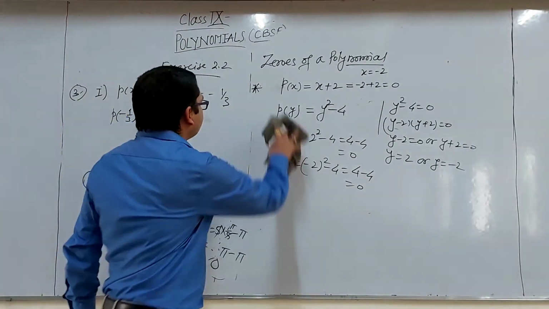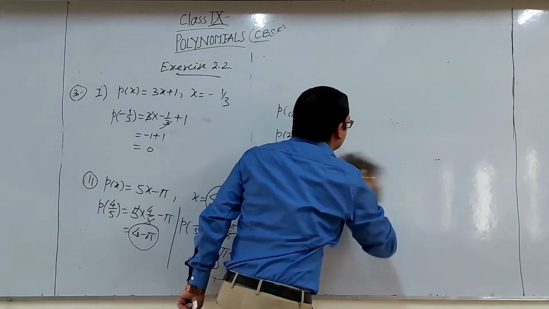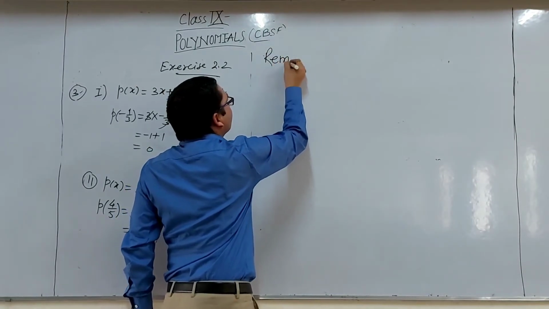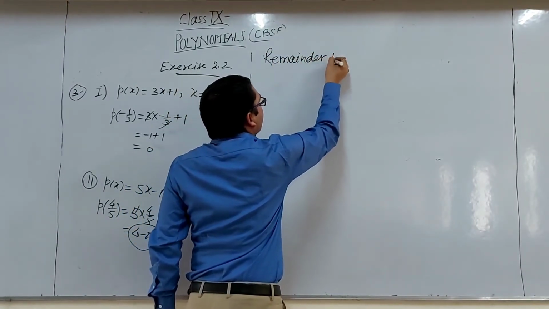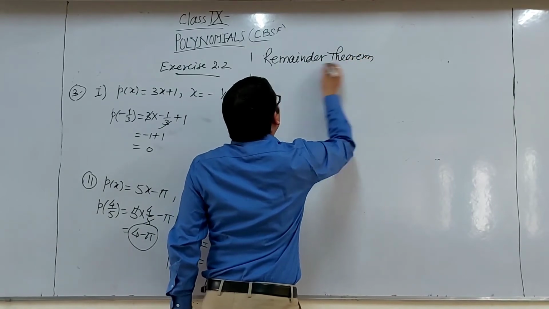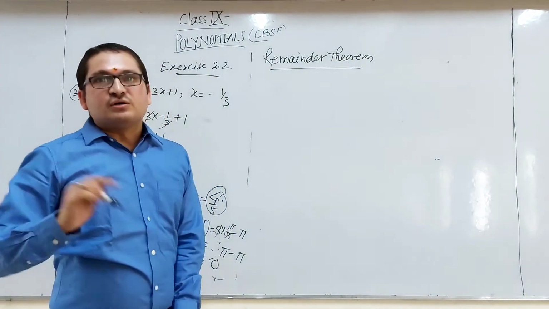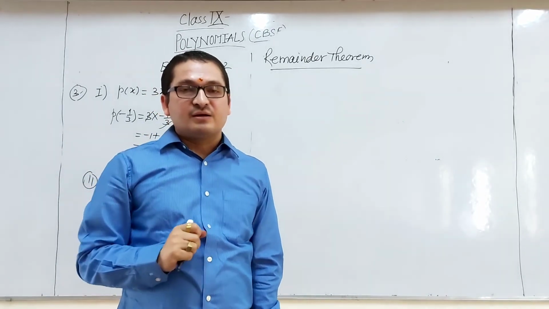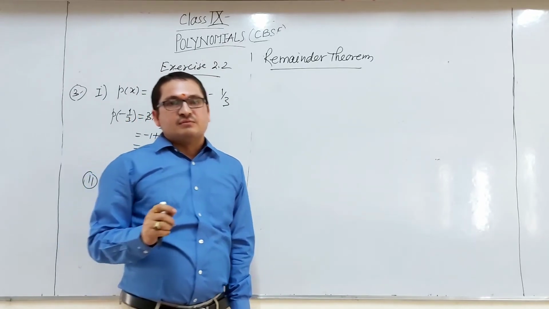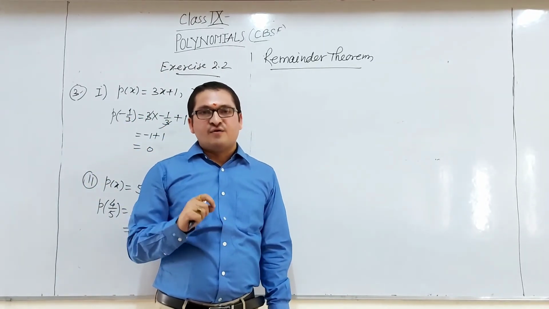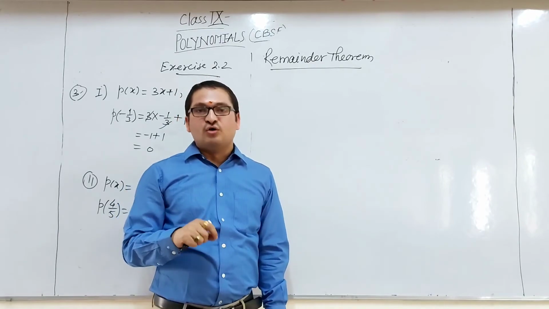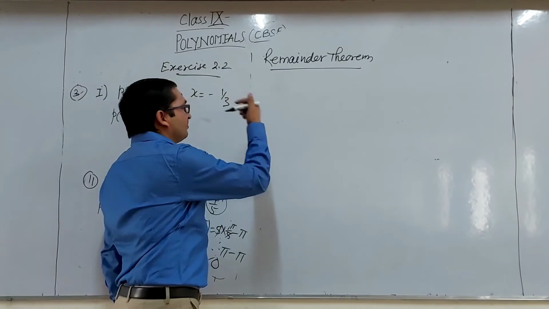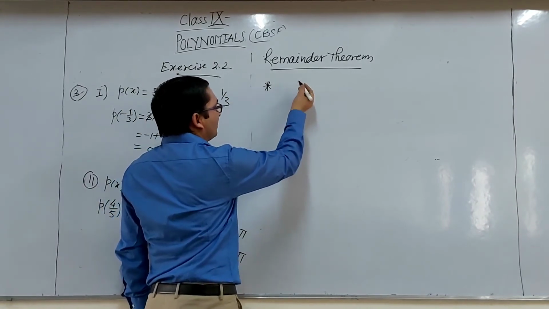Now the remainder theorem. I'll explain the remainder theorem to you. What does it mean? It is the method of finding the remainder without actual division, without performing division. That is the remainder theorem. What does it mean? Suppose that any polynomial is given.